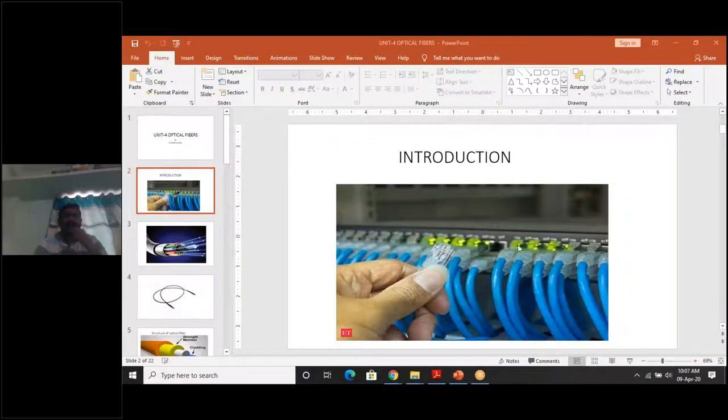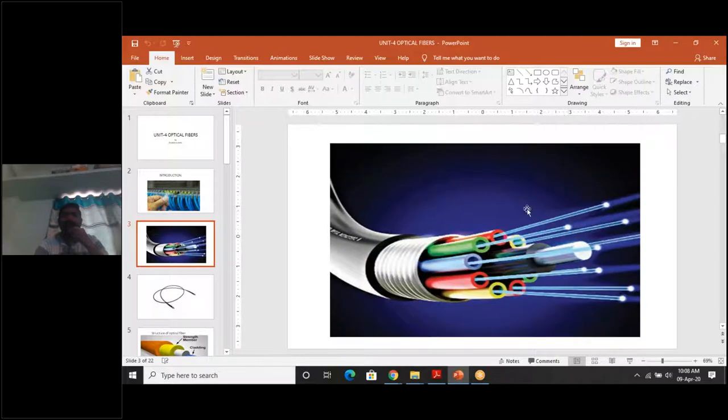Yes, these are the day-to-day applications of optical fibers. Here, these are the data cables. Probably you have seen them in LAN connections in your CPDS lab or in any other labs, or in other telecommunication devices, or even in your cable TV data cable. These data cables are nothing but optical fibers. This is another look of the optical fiber, and this is another look of the optical fibers.